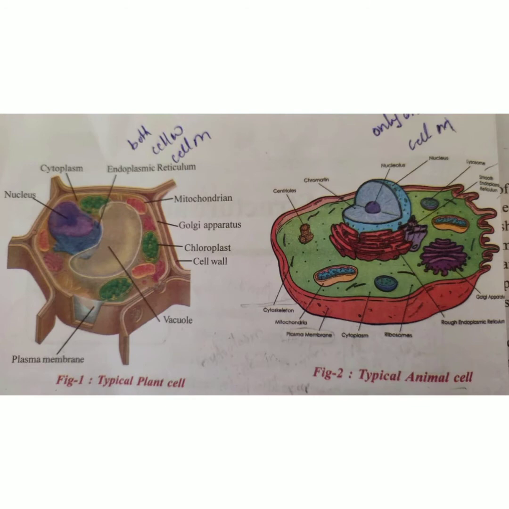So what is the typical cell? We know the plant cell, and we know the animal cell. And what is the typical cell? A typical cell is nothing but a model cell which represents all the cell organelles present in the cell.